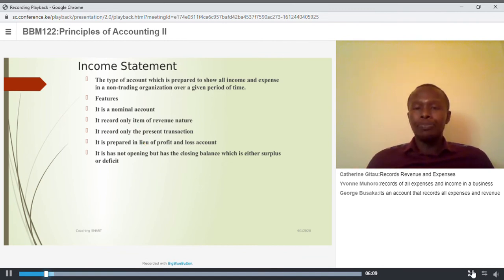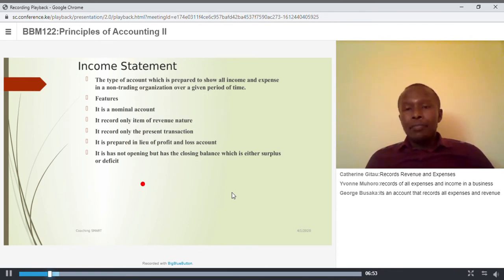Number 4, it is prepared in lieu of the profit and loss account. Now we are saying when you are preparing a non-trading organization account, always have this in mind: instead of preparing a profit and loss account, you are preparing an income and expenditure account. So when you are dealing with a trading organization, you prepare a profit and loss account. But when you are dealing with a non-trading organization, your focus will be on the income and expenditure account. I hope that point is clear.